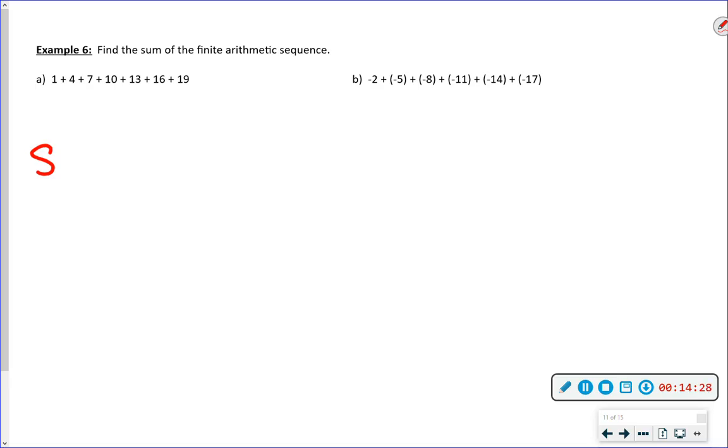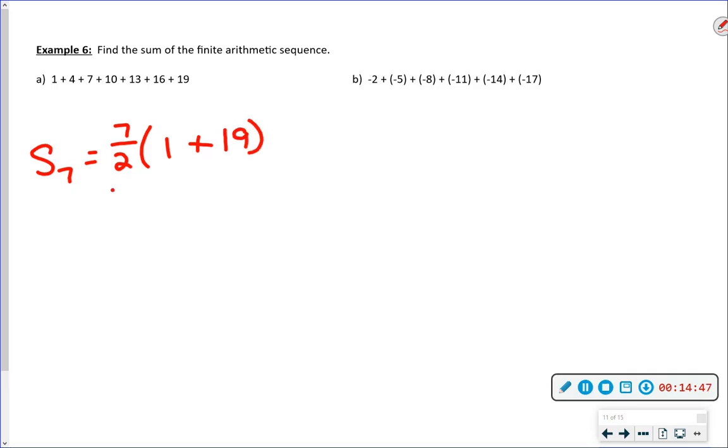What do you got? 7. So, little subscript 7, just saying we're doing the sum of the first 7 terms. So, 7 terms over 2. And then remember, it's the first term, which I'm just looking at, it's a 1, plus the last term, which was 19. So, I'm going to do 7 halves.